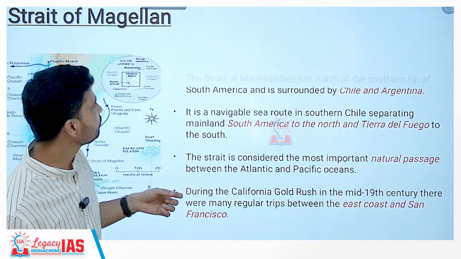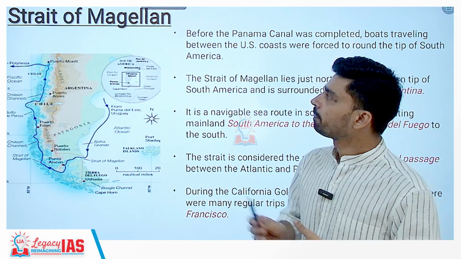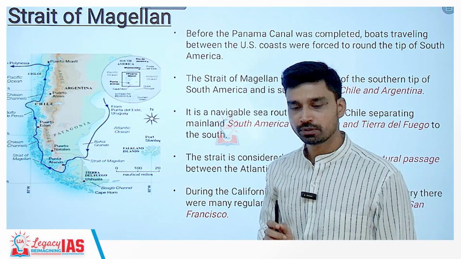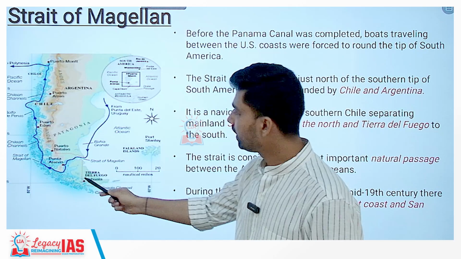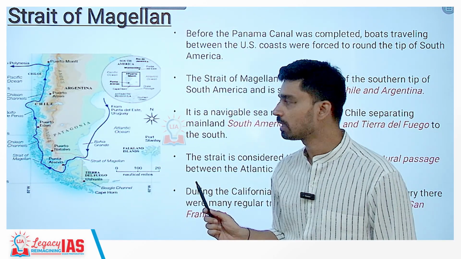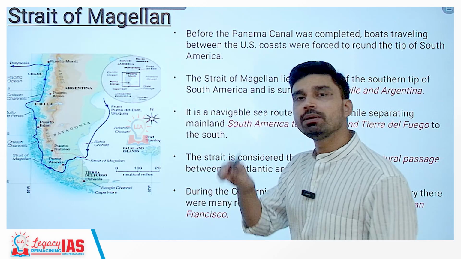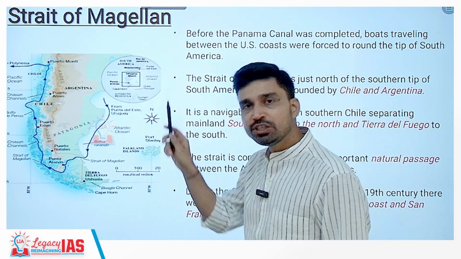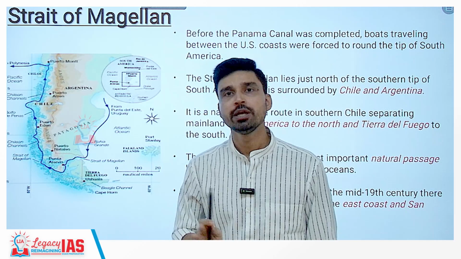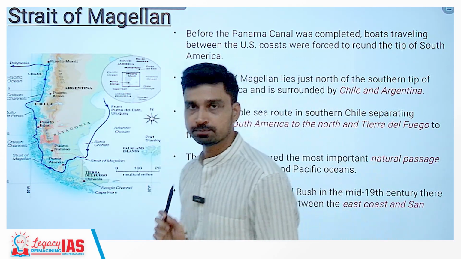The next important strait that was used before the Panama Canal was constructed is the Strait of Magellan. Now, if you look at the location here, the Strait of Magellan is situated somewhere in the southernmost part of South America. And as we have discussed in the last slide, before the Panama Canal was constructed, a ship, if it had to move from the east coast of, let us say, the US to the west coast of the US, this is the route the ship had to generally take.